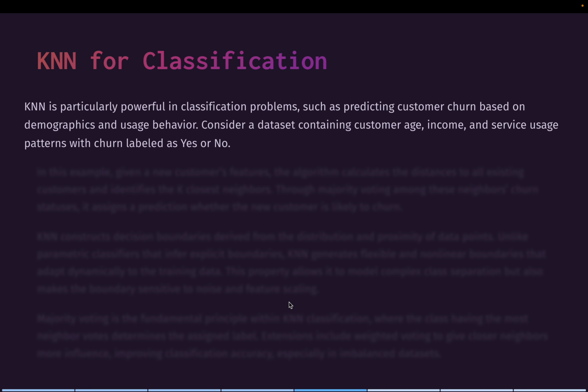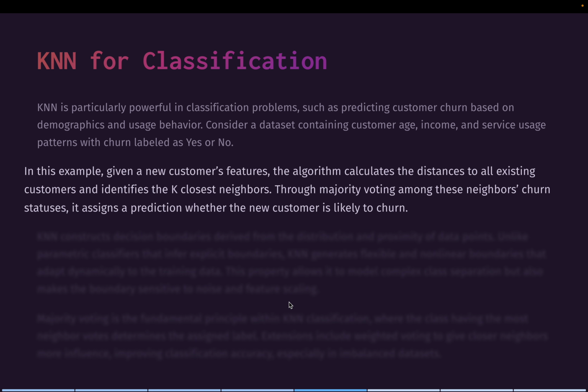KNN for classification. KNN is particularly powerful in classification problems such as predicting customer churn based on demographic and user behavior. Consider a dataset containing customer age, income, and service usage patterns, with a churn label of yes or no. Given a new customer's features, the algorithm calculates the distance to all existing customers and identifies the K closest neighbors. Through majority voting among these neighbors, a churn status is assigned, predicting whether the new customer is likely to churn.